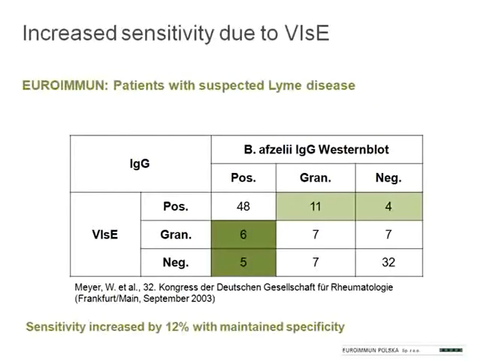This is the correlation of classical Western blot and Western blot together with VlsE. Especially interesting are these 15 people who were undetectable by classical Western blot. Now we can say they are positive because they have antibodies against VlsE. So it means that the sensitivity increased about 12% in contrast to classical Western blot.